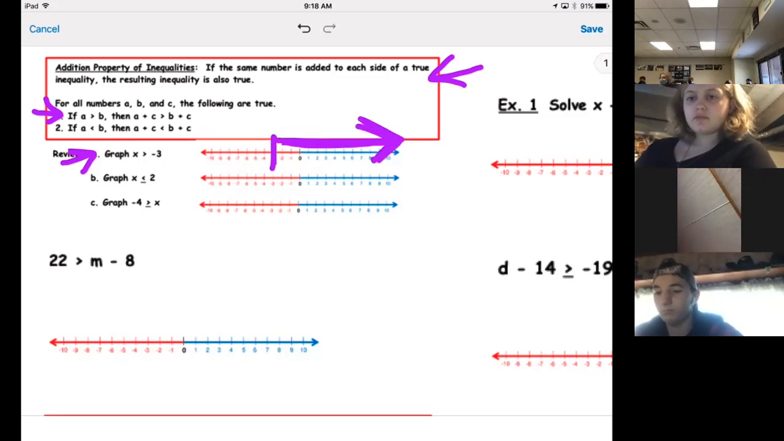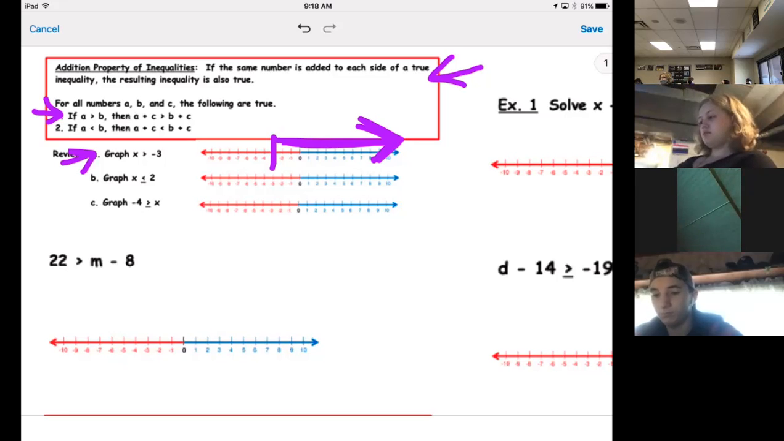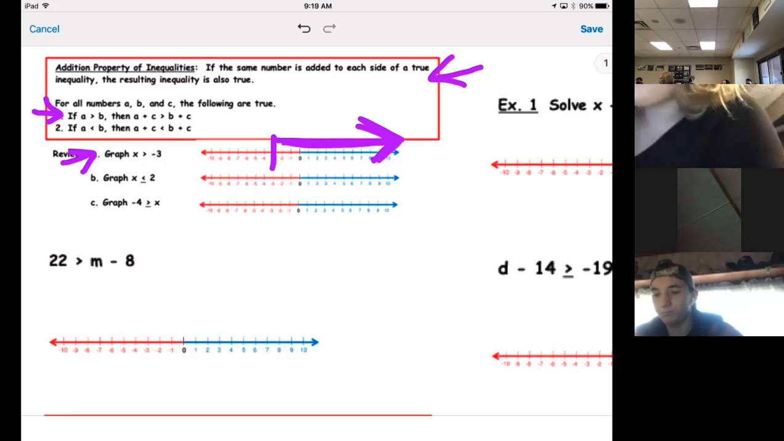I would do this, but at -3, I have two choices. I can make an open circle or I can make a closed dot. An open circle says that -3 does not fit into our solution set. A closed dot says, yeah, -3 will work. This says x is greater than -3. Is -3 greater than -3? No. So that means I have an open circle.